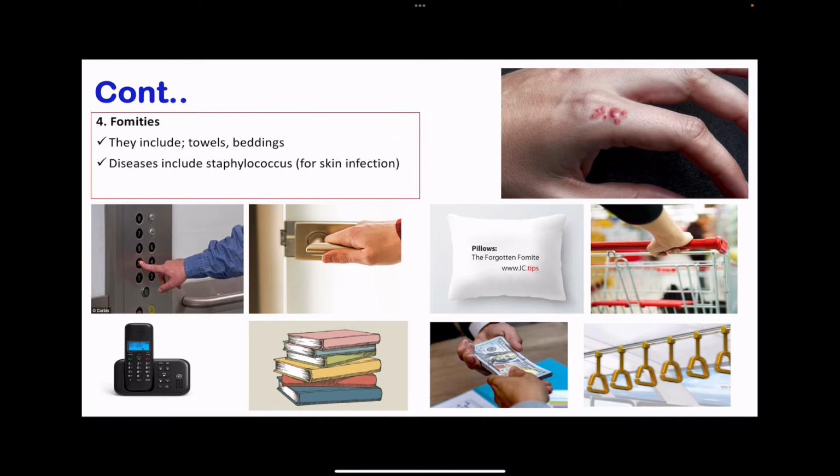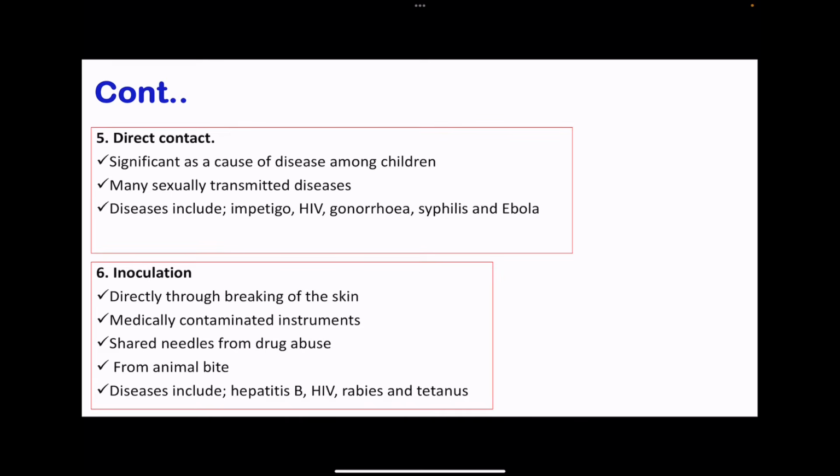The next one is fomites, for example, towels and beddings as well as books, money, and so on. So any surfaces that an infected person could have touched can be a form of contact in order to transmit disease. Then next we go to direct contact. This could be sexual transmission of diseases. These include gonorrhea, syphilis, and so on. This one needs direct contact with the person who is infected.